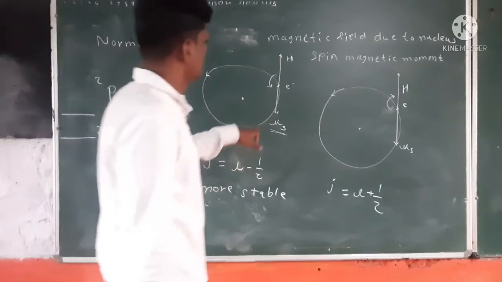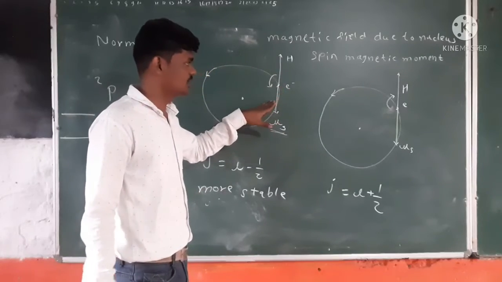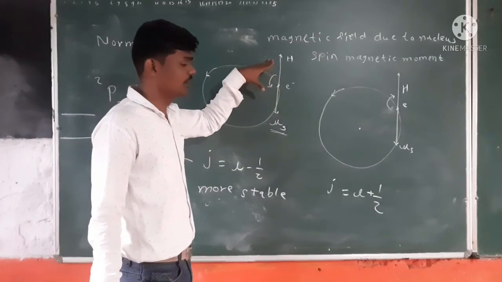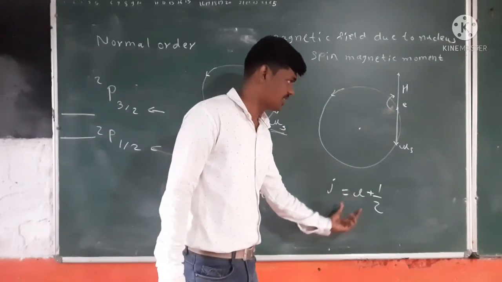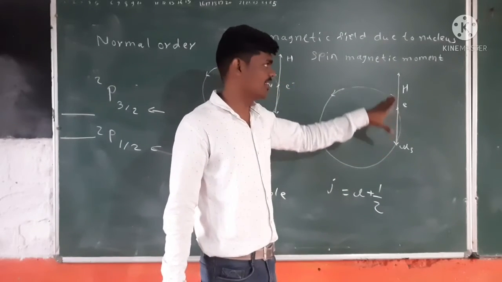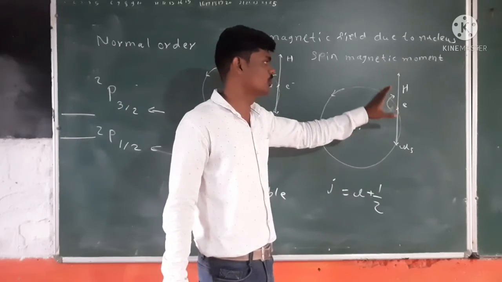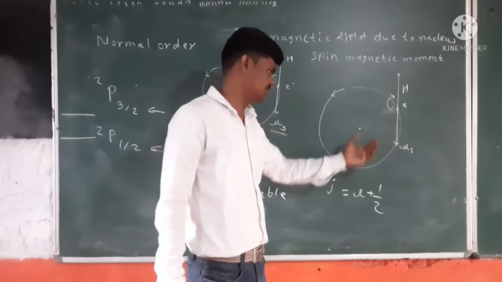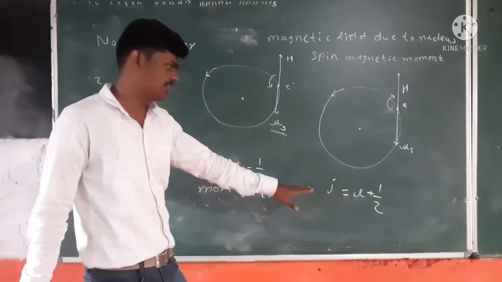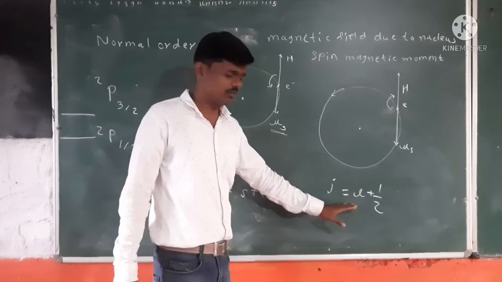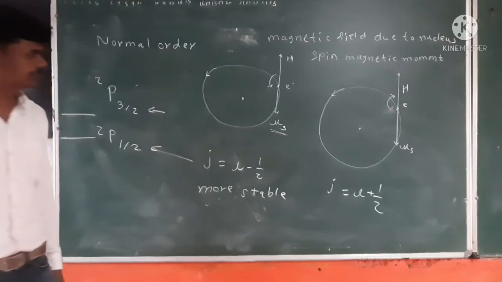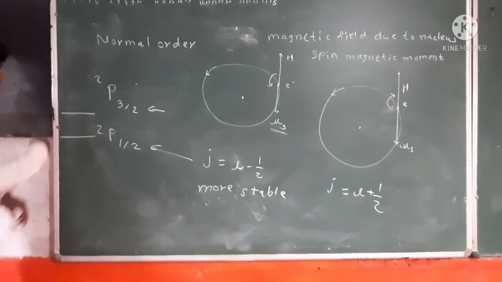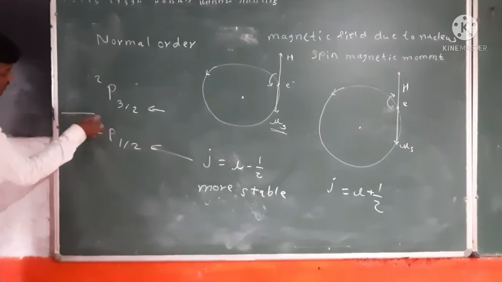Here, the spin magnetic moment and the magnetic field due to the nucleus are parallel. In this case, the spin magnetic moment and the magnetic field due to the nucleus are anti-parallel. Hence, this energy is more. That is, it is not more stable. It is more stable with less energy. In this order, we arrange the energy states.